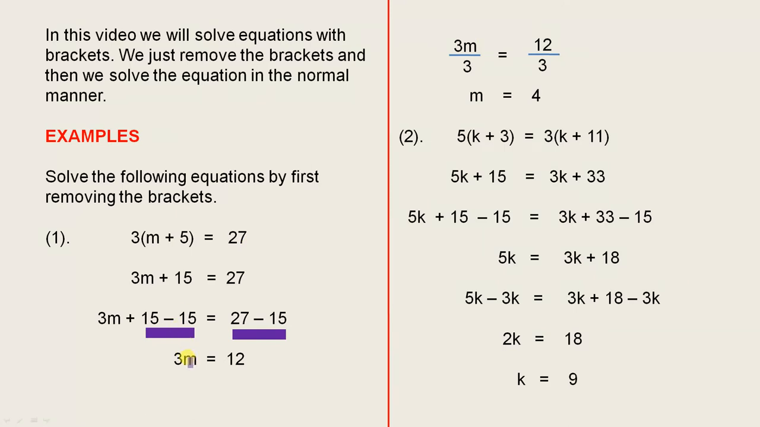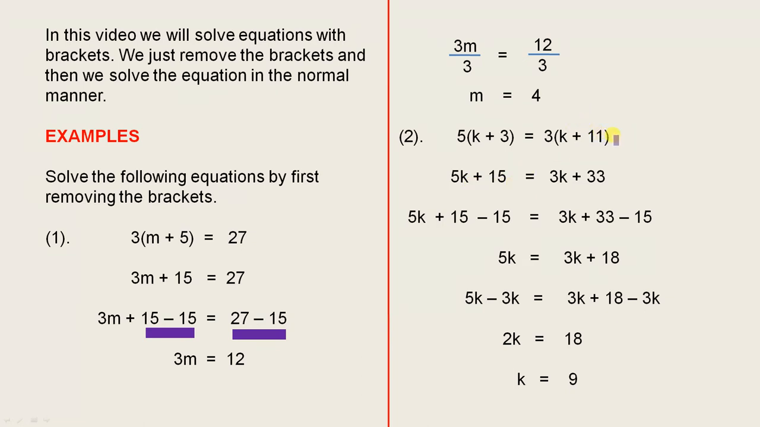So now we divide both sides by 3 because the inverse operation of multiplication is division. So 3m over 3 equals 12 over 3. So when that's simplified, that gives us m equals 4. And if you like, you can quickly check that that's correct. If you put 4 in here, that gives you 4 plus 5 equals 9. 3 9s are 27, and that works.